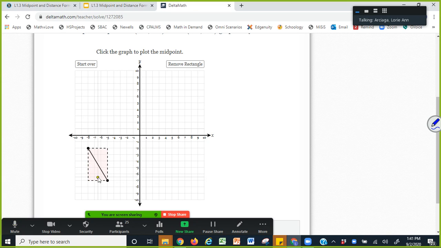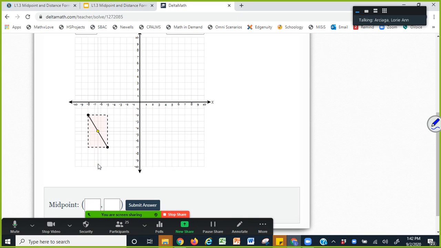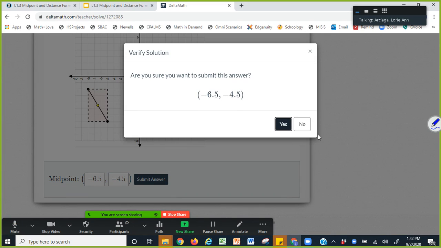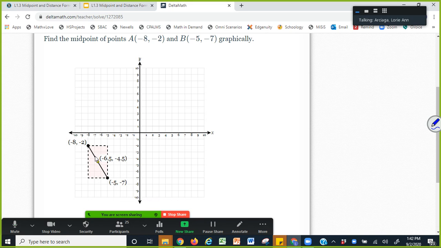So I go 1, 2 units and a half. All right. So then you can have a quick estimate of where the midpoint is. So if we write down the answer, the x value there is negative 6.5, and the y value there is about negative 4.5. Okay, and then submit our answer and click yes, and you got it right. So that is the graphical representation of a midpoint.